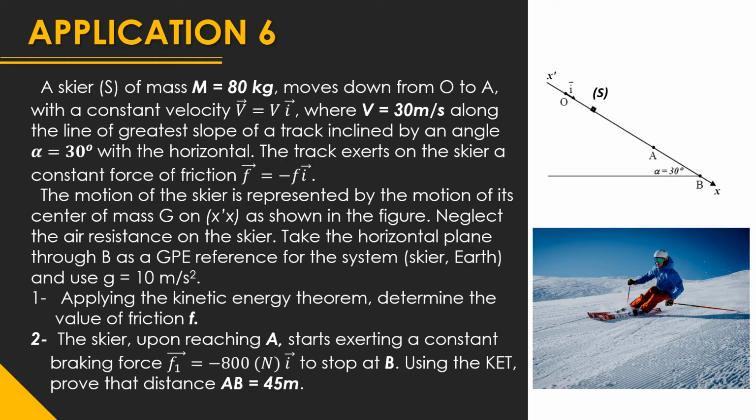Take the horizontal plane passing through B as a GPE reference, or in other words, a reference of height. Use g equals 10. Applying the kinetic energy theorem, or simply the KET, determine the value of the frictional force. The skier, upon reaching A, starts exerting a constant braking force to stop at B. We'll come to part 2 later.